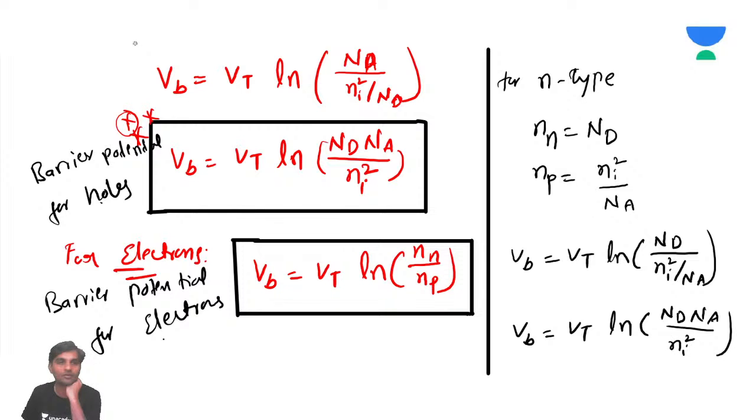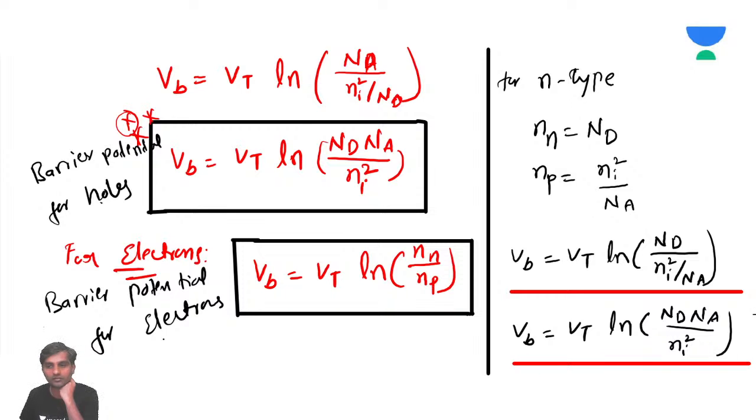This is the formula same or not? If you see, look at here. Yes, the formula will be same almost. So barrier potential will be same. So Vt into ln of Nd Na by Na square.